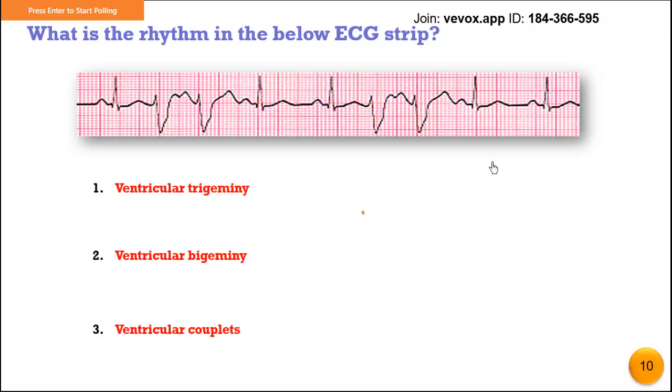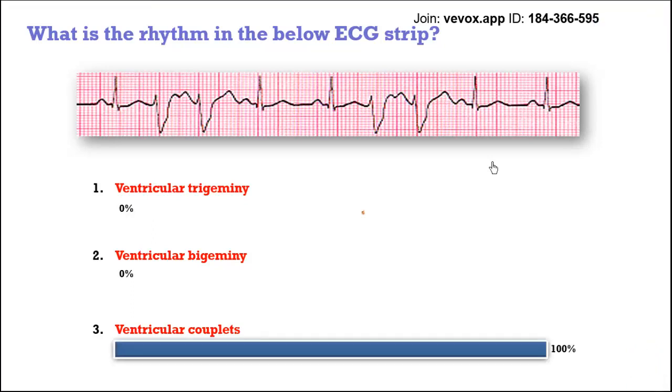Okay, so let's take this one. Two married together. It's PVCs, but they are married together. I think I give you the answer. 100% correct. It's couplet. Okay?